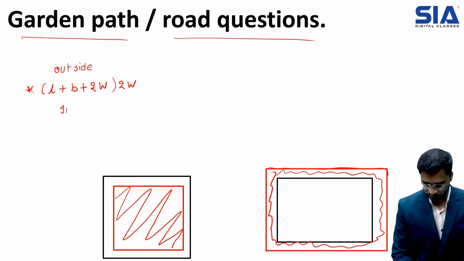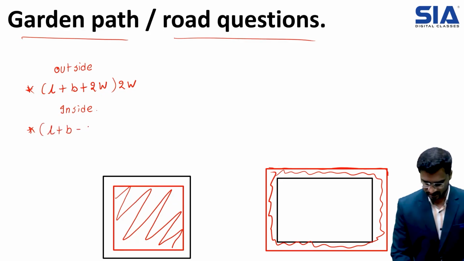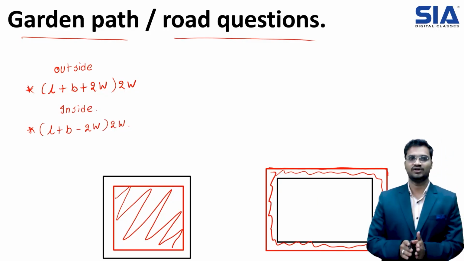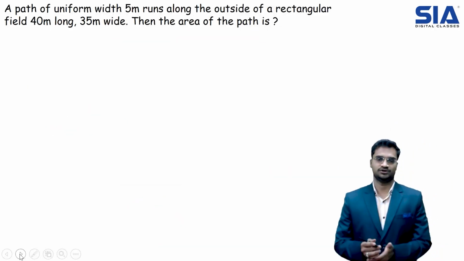Now if suppose the path is on the inside, what we have to do? We have to apply this formula which says (length plus breadth minus 2w) multiplied by 2w, where w is the width of that particular path. Okay. Now coming to one question or two questions in this topic.